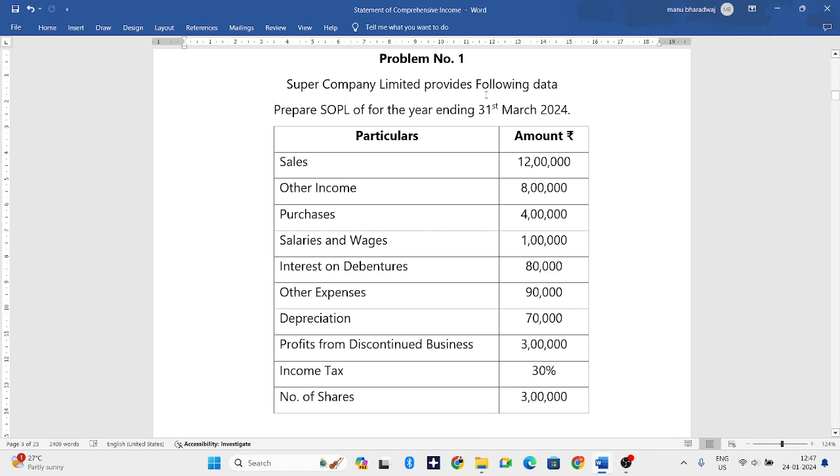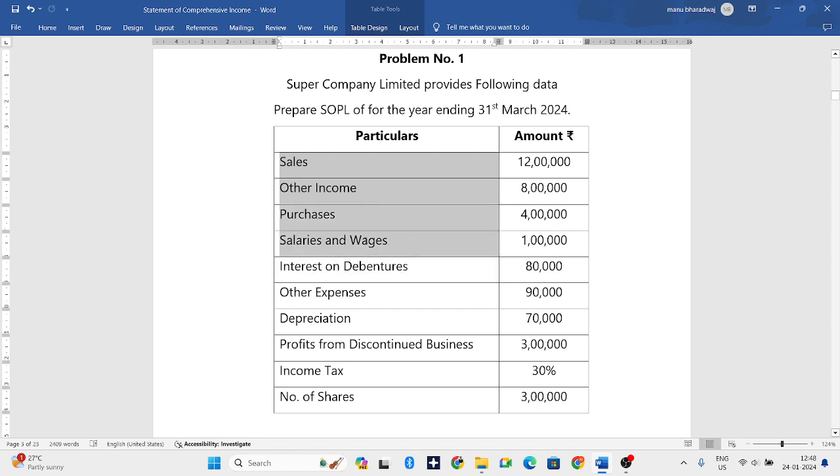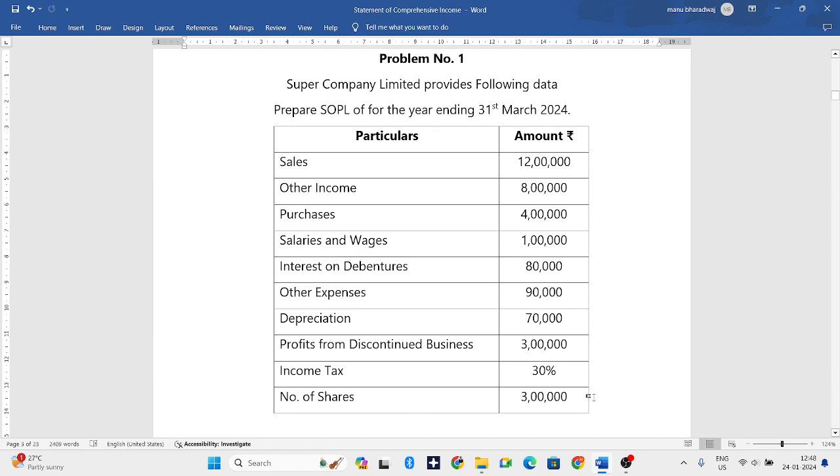So Super Company Limited has given certain data. Based on this data, we have to prepare the statement of profit or loss account. Sales they have given, other income, purchases, salaries and wages, interest on debentures, other expenses, depreciation, profits from discontinued business, income tax percentage, and number of shares in the company. Based upon this, we will have to find out which items will appear in the SOPL, and prepare a statement of profit or loss account.